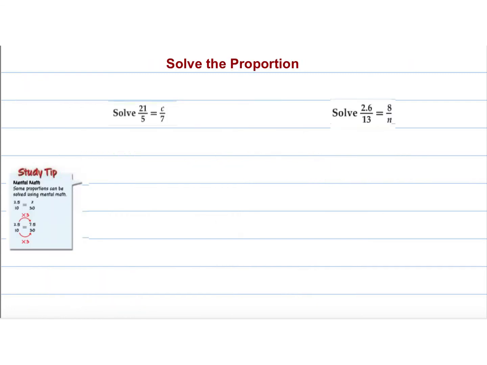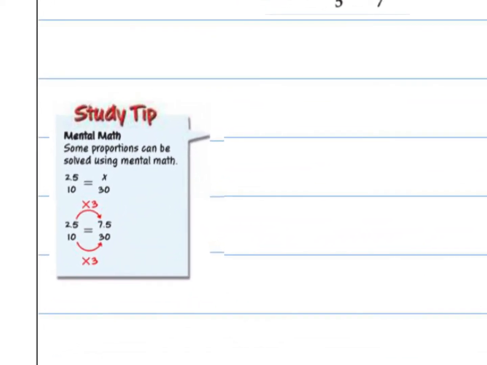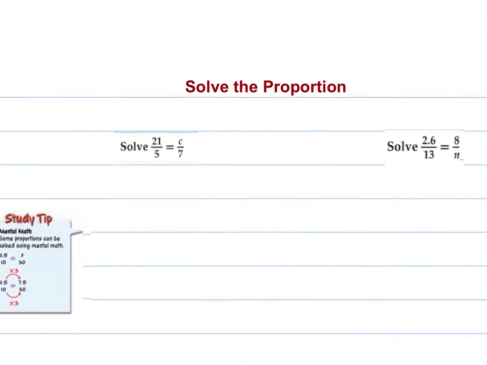Next thing is we're going to solve proportions. So we have a missing number here. Just something to note with mental math. Some proportions can be solved using mental math. So just looking for those relationships. If we know that going from 10 to 30 is times 3, we could also multiply the top by 3. So that's something to look for.